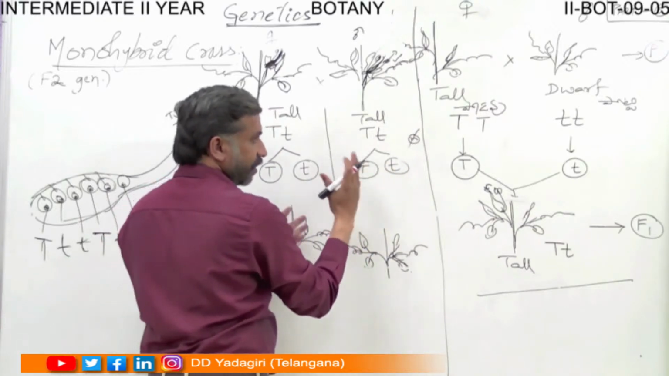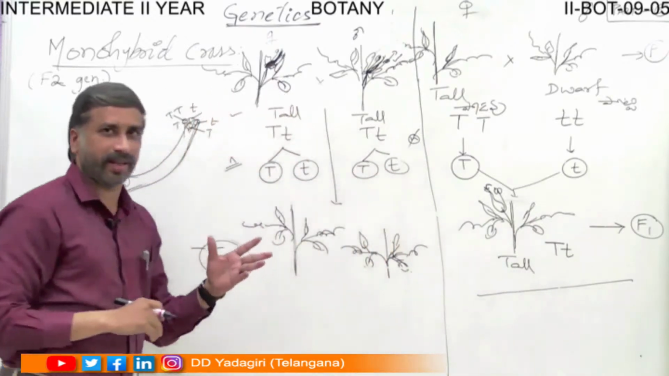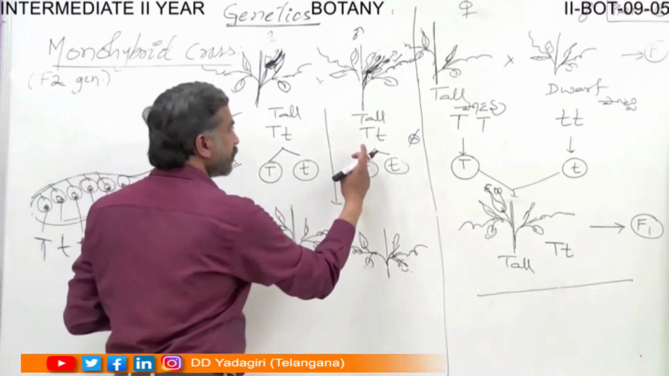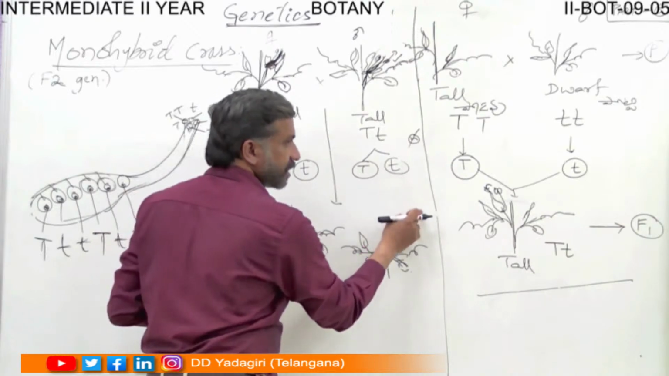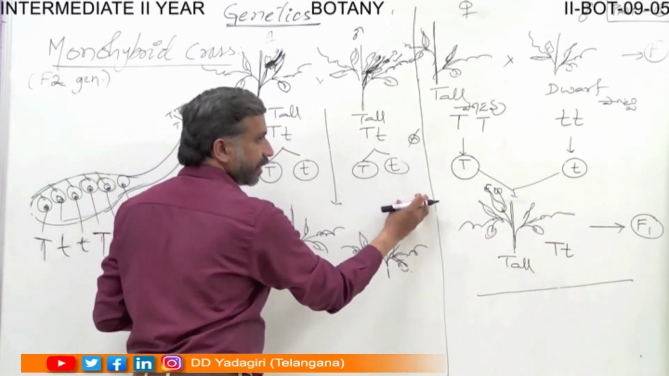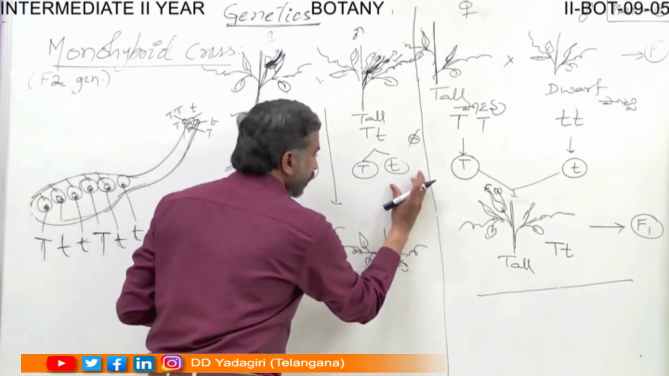Then if that is the case, what are the types of alleles seen in the pollen grain? Pollen grain లో పుప్పొడి రేణువులో ఏ type of alleles ఉంటాయి? See here also, some of the pollen grains will receive the capital T, whereas some others will receive the small t. కొన్ని పరాగ రేణువుల్లో capital T ఉంటుంది, కొన్ని పురుష సంయోగ బీజాలలో capital T ఉంటుంది, కొన్ని వచ్చినట్లయితే small.